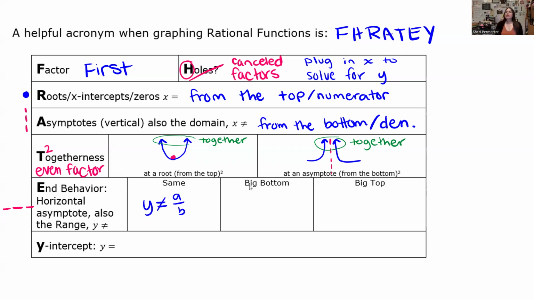When you have a big bottom, y is equal to 0. So I'm going to say y is not equal to 0.